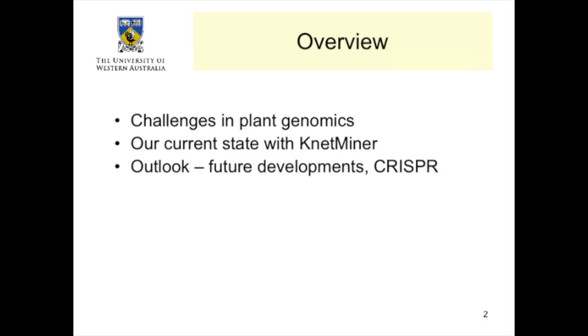As an overview, first I'll talk a bit about what makes plant genomics hard, the challenges we have with Brassica napus and canola. Then I'll talk a bit about what we've been doing with NetMiner so far. And then the rest of the talk, as usual in my talks, I'll spend complaining about stuff, and what we're going to do soon, and all the bad things, and what's going to happen in the future with NetMiner.